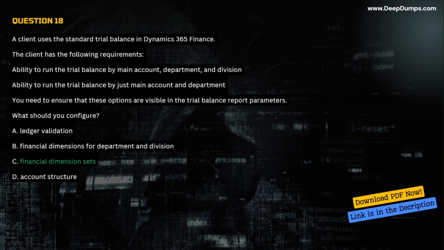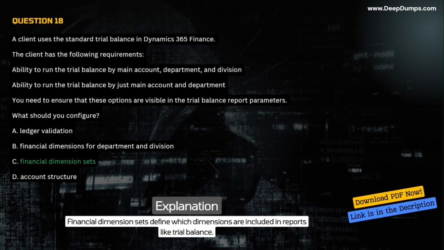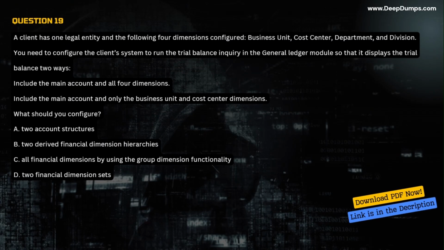Financial dimension sets. Explanation. Financial dimension sets define which dimensions are included in reports like trial balance. Question 19. A client has one legal entity and the following four dimensions configured: business unit, cost center, department, and division. You need to configure the client's system to run the trial balance inquiry in the general ledger module so that it displays the trial balance two ways. Include the main account and all four dimensions. Include the main account and only the business unit and cost center dimensions.